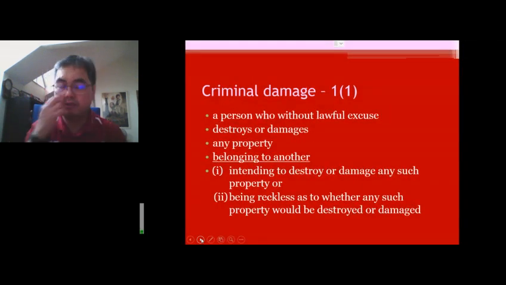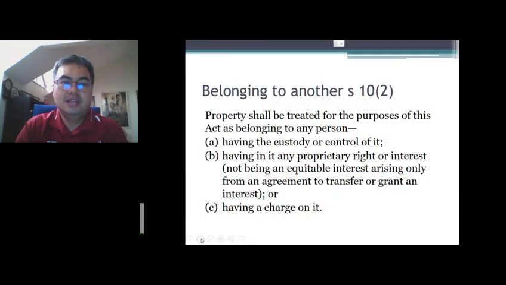And again, for belonging to another, defined under Section 10, subsection 2, you will see that it's also quite similar to the definition in the Theft Act, where property is considered to be belonging to another if the person is in control of it, or is in possession or custody of it, or has a proprietary right or interest over it, or has a charge on it.